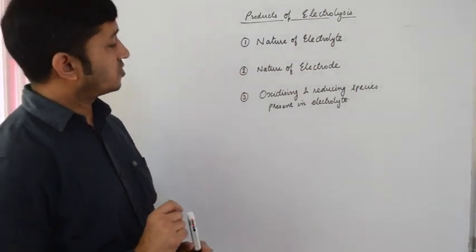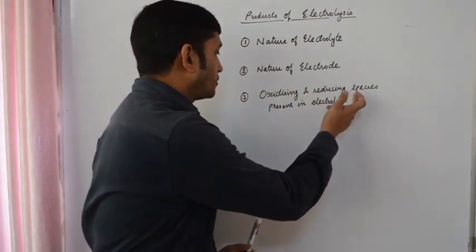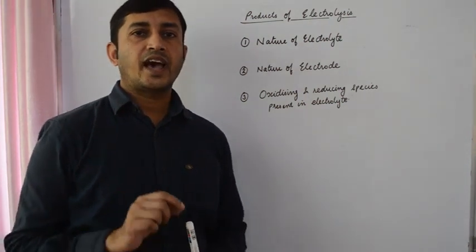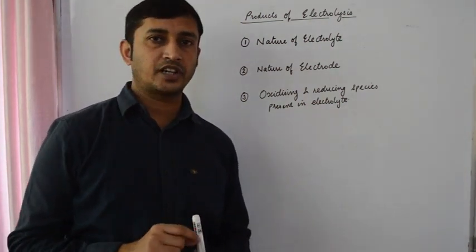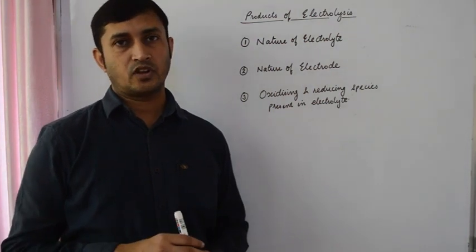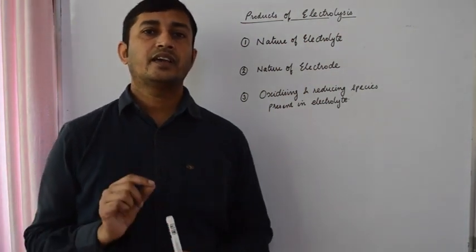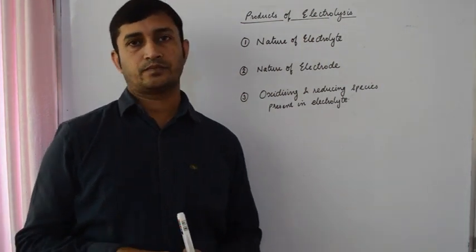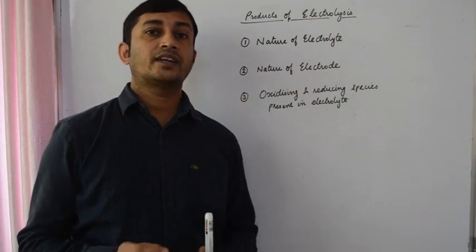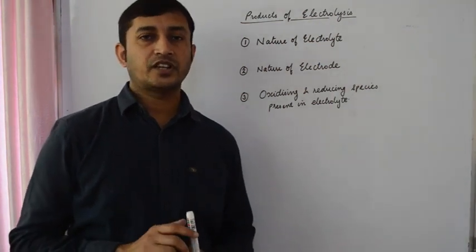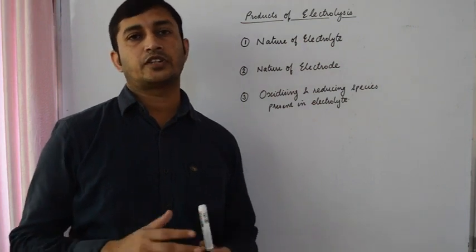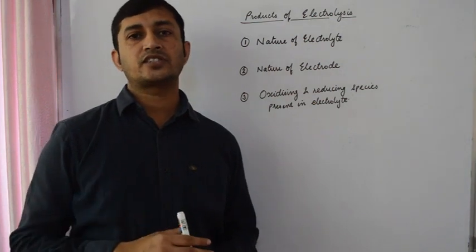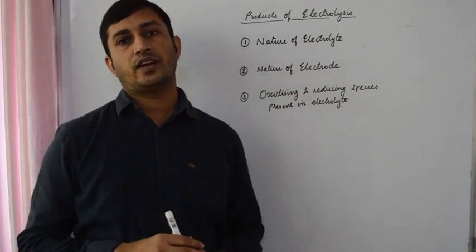The product of electrolysis also depends upon the oxidizing and reducing species present in the electrolyte. Generally, the reaction having a higher value of reduction potential is favored at the cathode. On the other hand, the reactions having a lower value of standard reduction potential are favored at the anode. But apart from that, there are a few reactions which are kinetically very slow at a particular voltage, and to make them feasible we need overpotential. So such reactions do not occur during the process of electrolysis.